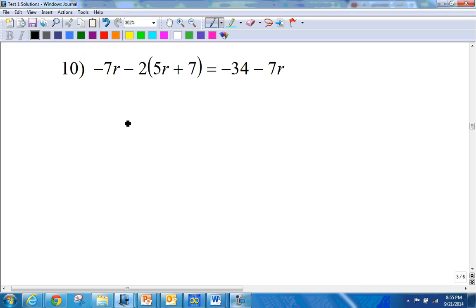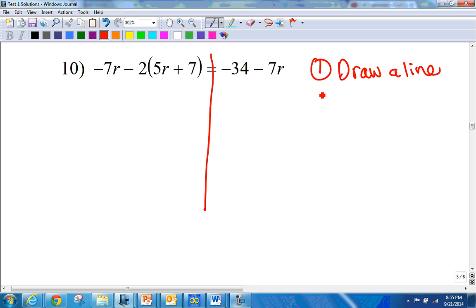All right, we're getting into another one of those long problems where it's easy to make mistakes on. All right, so let's start out by writing down the 5 steps. Number 1, we want to make sure we draw a line. Staying organized is very important. All right, so step 1 is done.